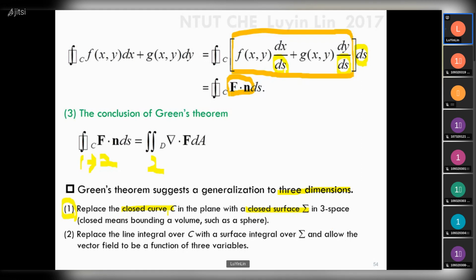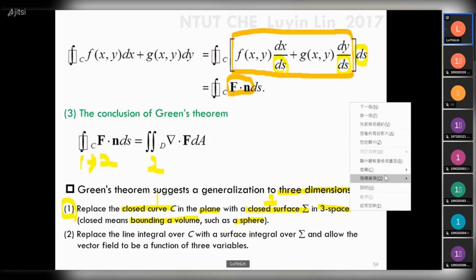Okay, a closed curve is a one-dimensional curve. You replace this using a closed surface. A closed surface is two-dimensional. And the curve is in a plane, while the surface is in 3D space. So it's in 3D space, bounding a volume like a sphere. Let me explain more.